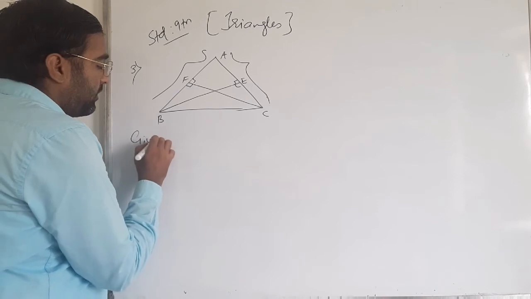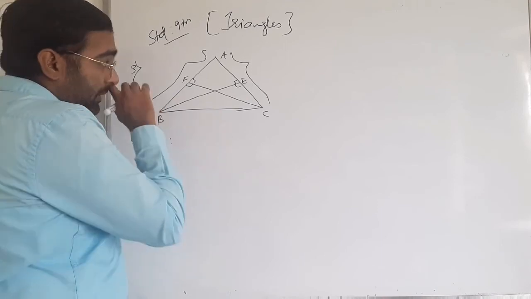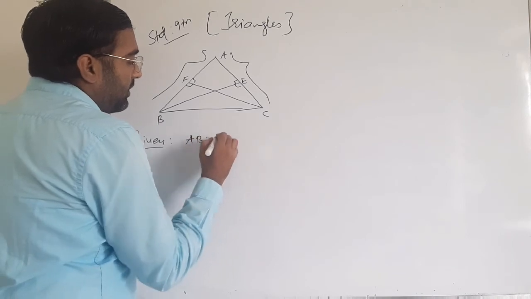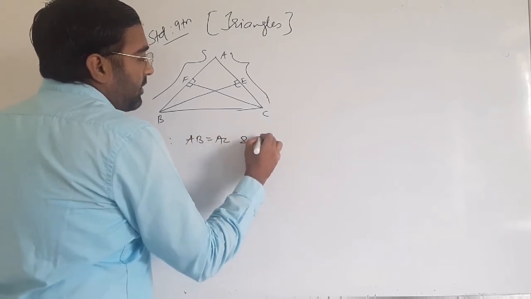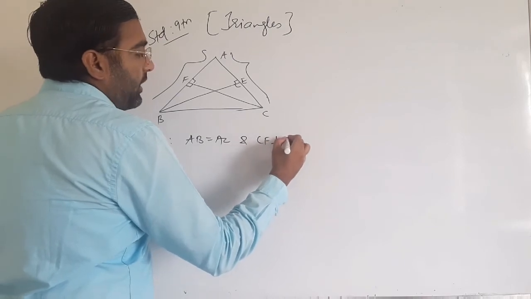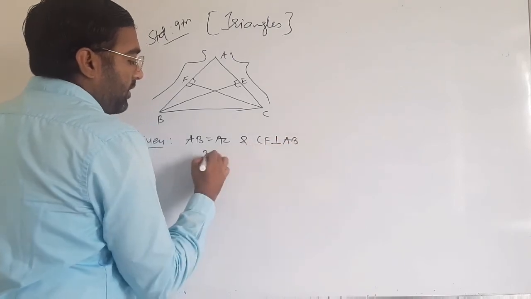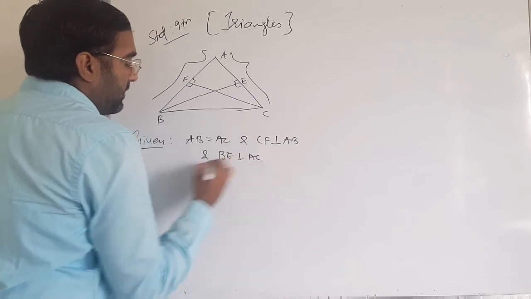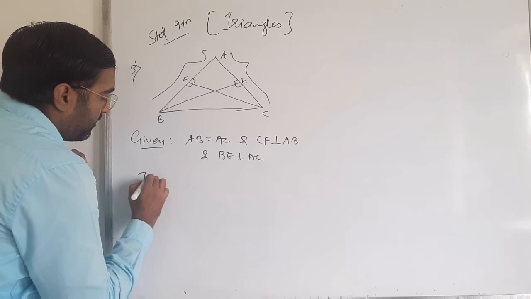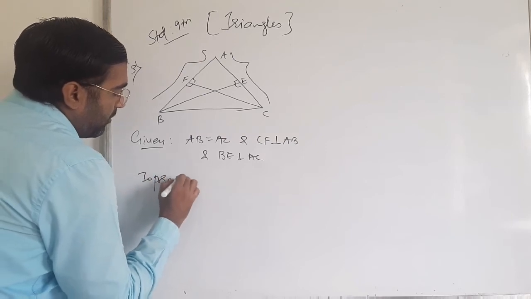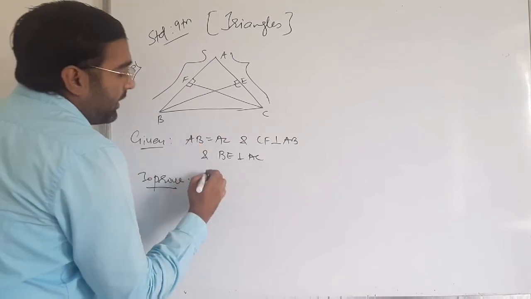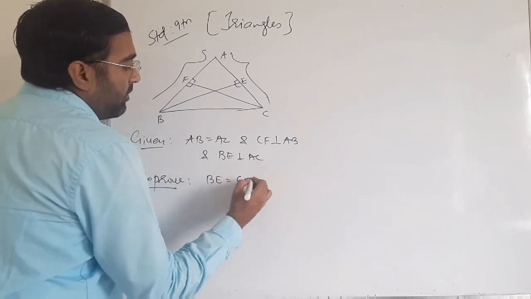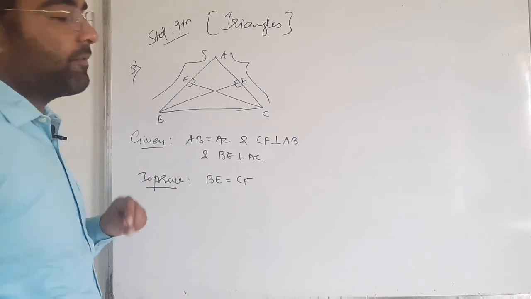So in the given, AB is equal to AC, and CF is perpendicular to AB, and BE is perpendicular to AC. We need to prove their altitudes are equal, that is BE is equal to CF. We need to prove BE is equal to CF.